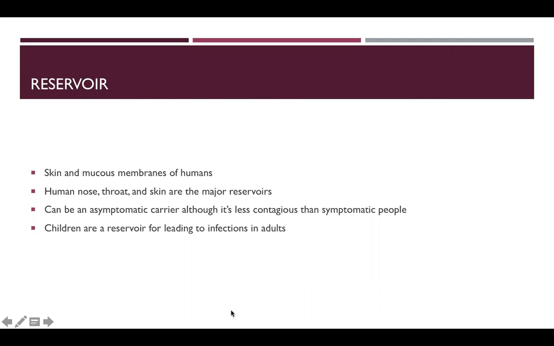The reservoir is in humans. It's in the skin and mucous membranes of humans, especially the nose, throat, and skin. It can be in people who are asymptomatic. They're typically less contagious than people who do have symptoms. And then children are a reservoir for adults, so children can spread it to adults and lead to an infection for them.